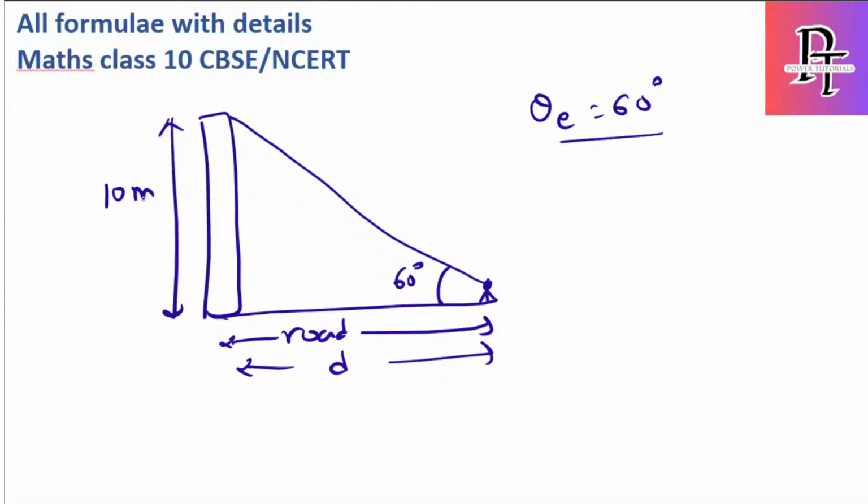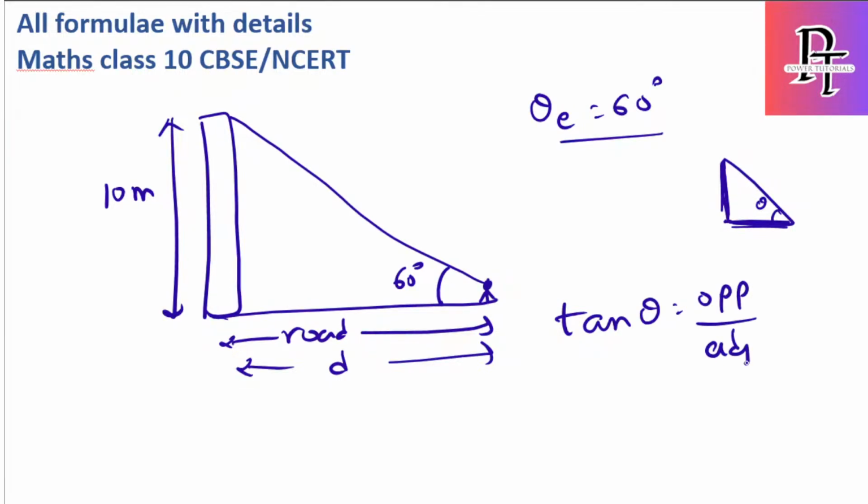So we have this is the building height and this is the ground. If we say this is theta, I will just write it in triangle form. This is the opposite side, this is theta, and this is the adjacent side. Opposite is present and adjacent we want, so simply using tan theta we can solve this question, because tan theta is nothing but opposite by adjacent.